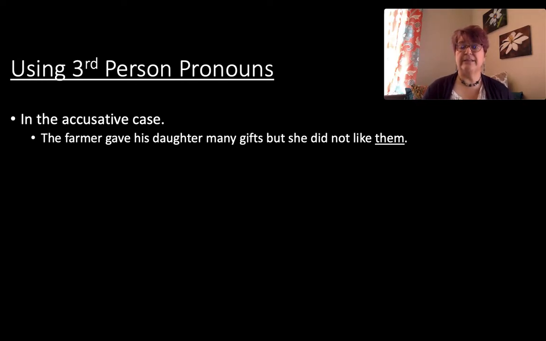Which form of the direct object do we choose for the pronoun? The one that has the same number as gifts, which is plural, and the same gender. The Latin word for gifts, donum, doni, is neuter, and so I will need to use the accusative neuter plural, ea. Agricola filiae multa dona dabat, sed ea non amat. The farmer gave his daughter many gifts, but them she did not like.